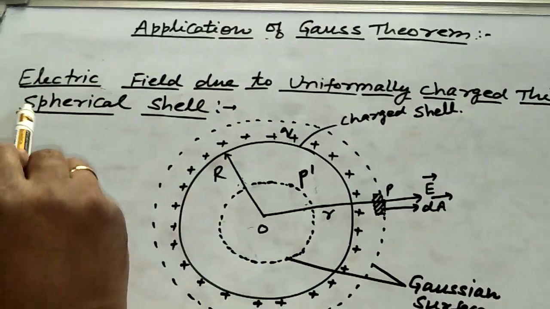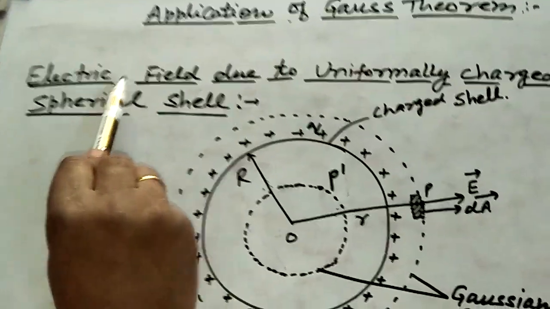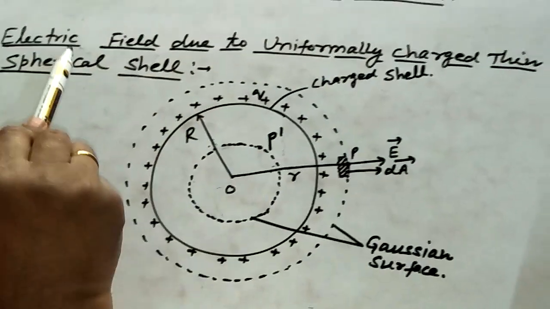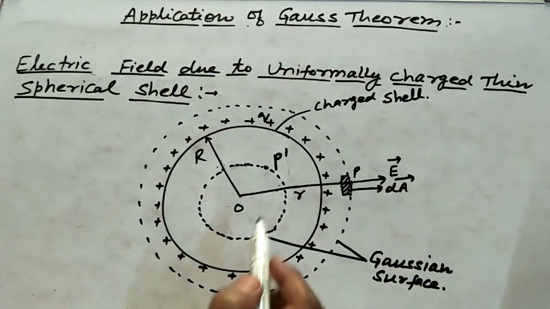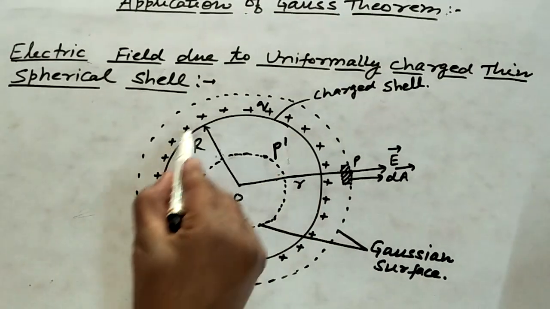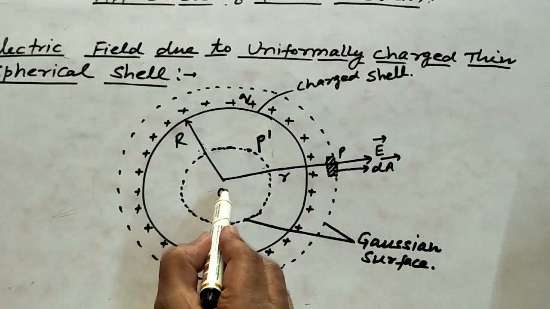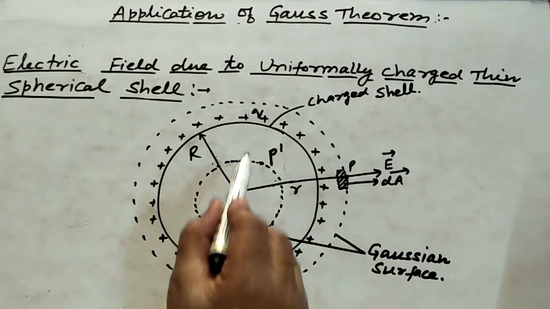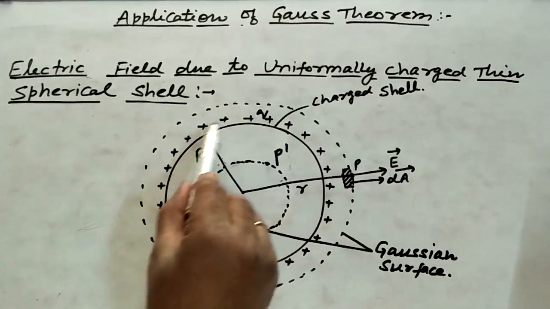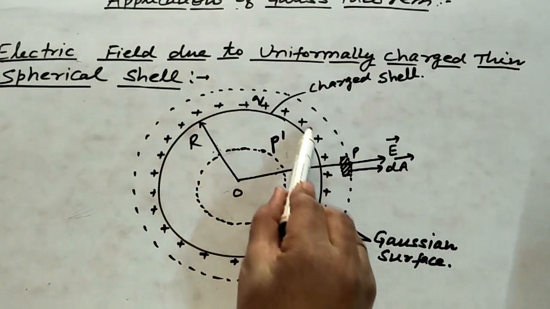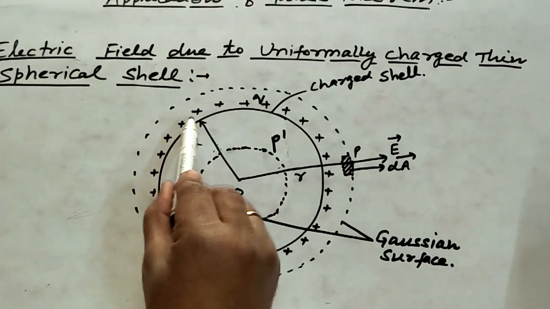In this video I am going to discuss the electric field due to a uniformly charged thin spherical cell. Let us consider a cell of radius capital R and center O, and suppose a charge plus Q is given to this spherical cell, so that the charge is uniformly distributed throughout its surface.